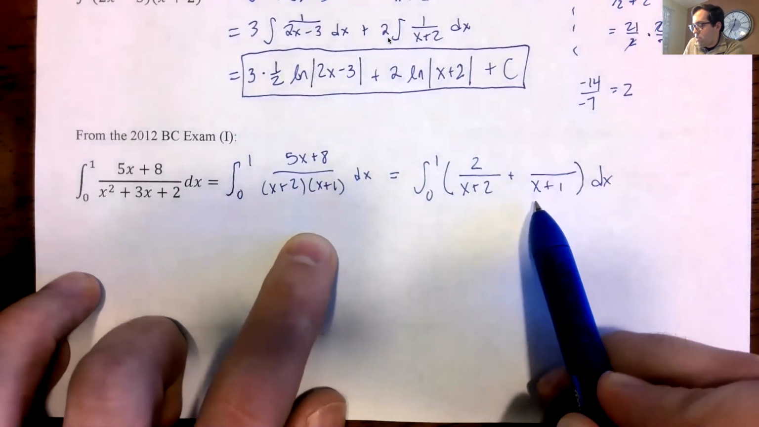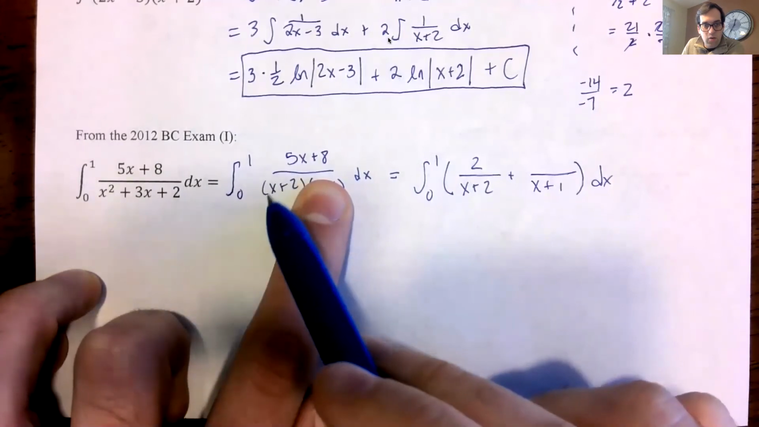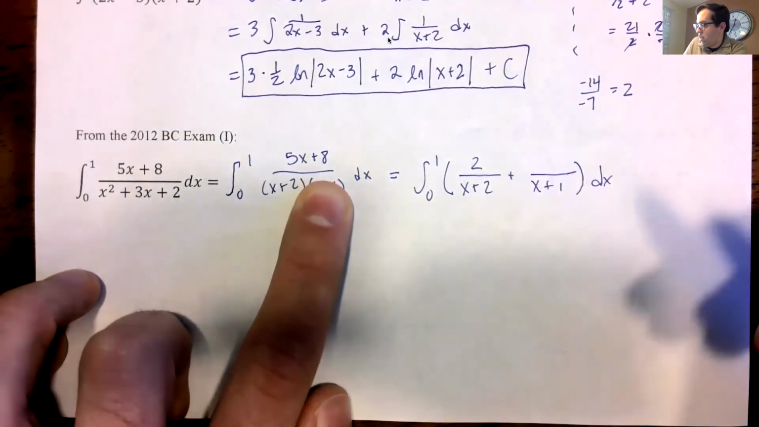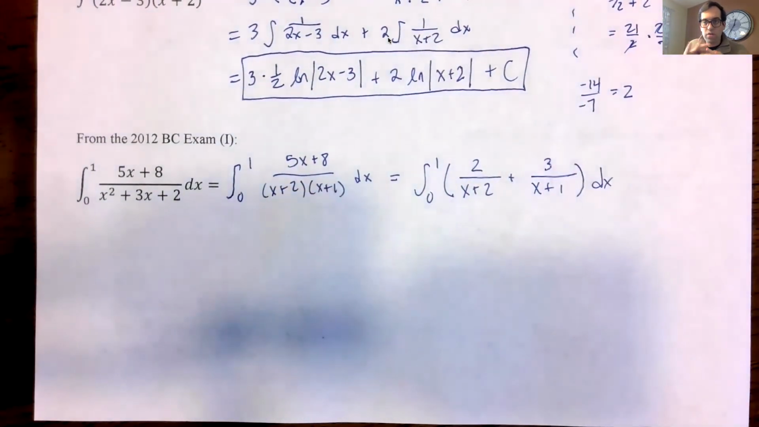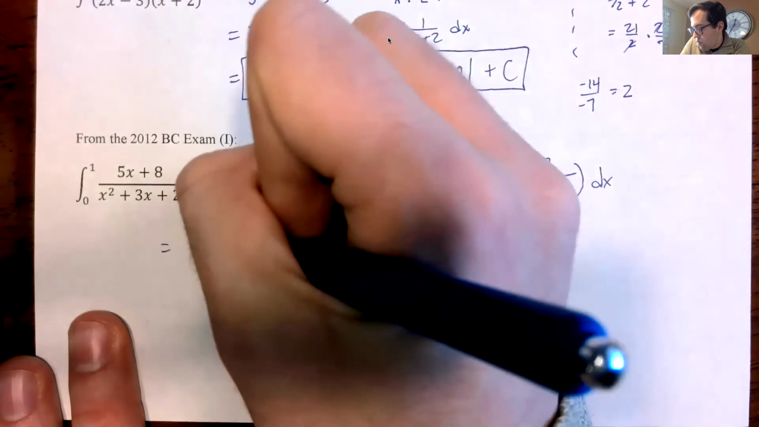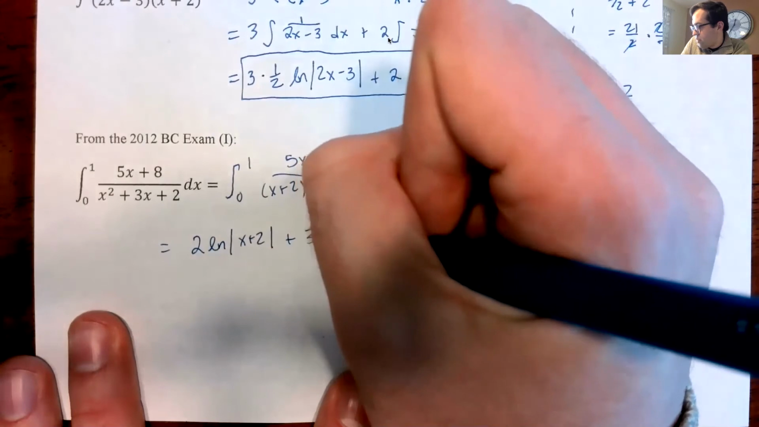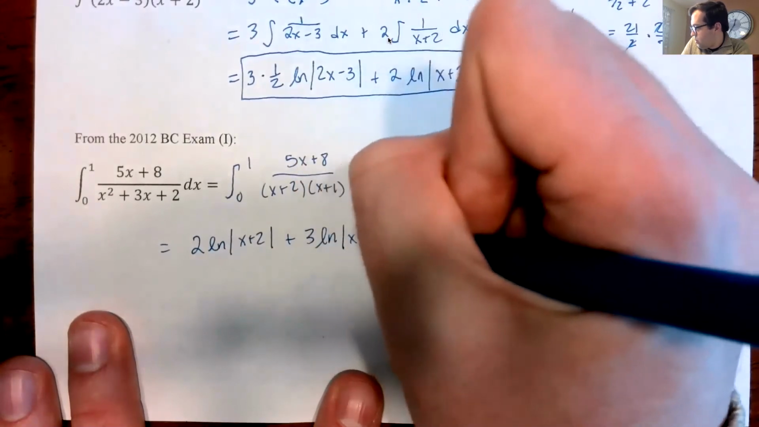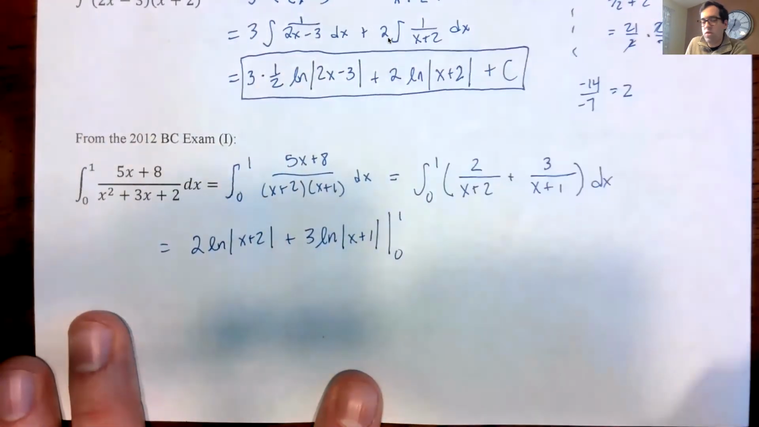For this one, we're going to use x equals -1. So we cover up x plus 1. We have -5 plus 8 is 3 over -1 plus 2 is 1. So 3 divided by 1 is +3. So there is our partial fraction decomposition. Now we do the integration. So it's going to end up as 2 natural log of x plus 2 in absolute value plus 3 natural log of x plus 1. And that's going to all be evaluated from 0 to 1.